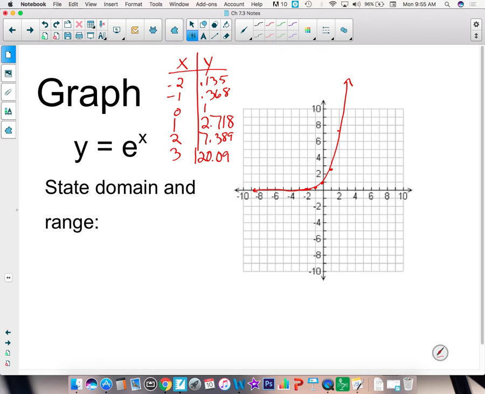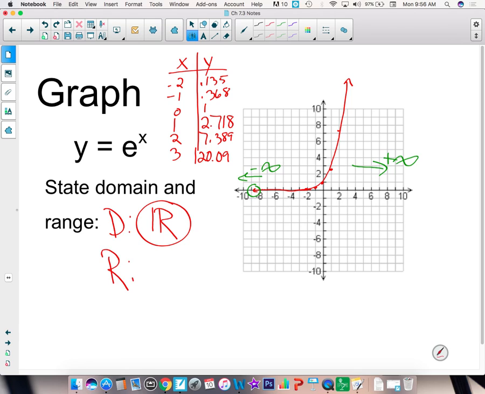So state domain and range. So my domain, well, what x values is it going to cover? Okay, well, it looks like it's going to be going on that way forever. And my little arrow here says it's going on that way forever. So if I'm covering the entire graph, you could say your domain is all reals.